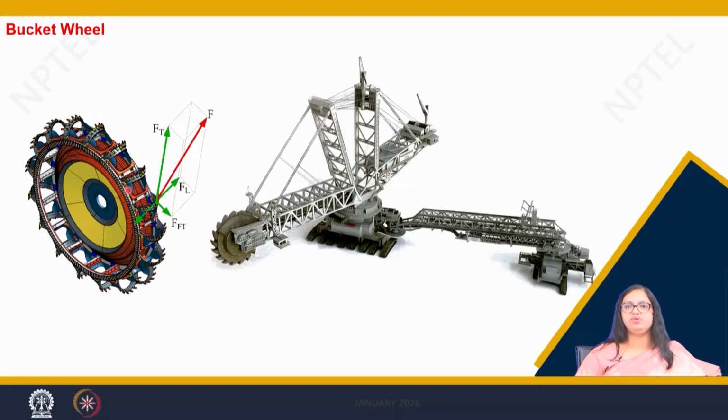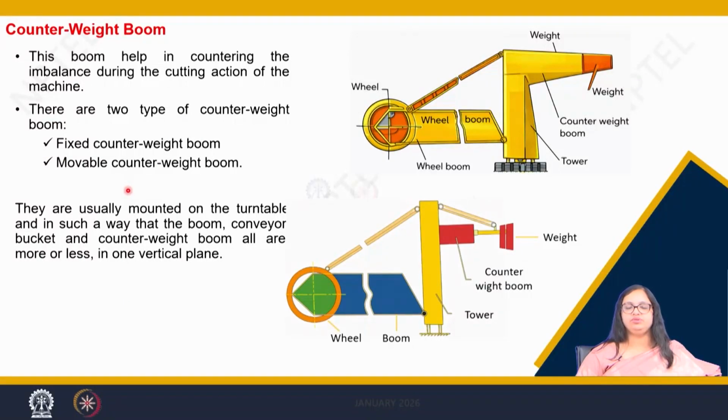So this is how a cell-less type bucket in a bucket wheel works. Now coming to the counterweight boom. Again, when we talk about this counterweight boom, they can be of two types. One is a fixed type counterweight boom, one is a movable type counterweight boom. So you can see here the counterweight boom cannot move as the wheel boom moves up and down.